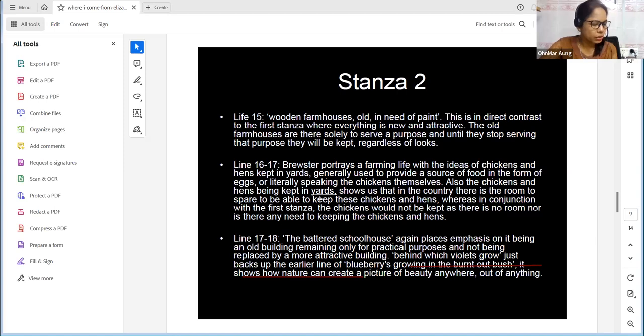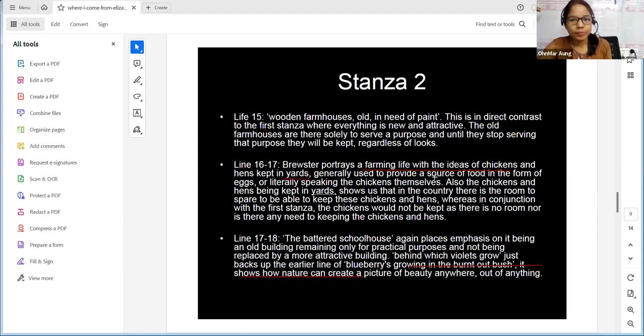Line number 16, 17, you could see the word yards. So where can you see the yards? City life, you could not; we don't have space for yards, right, in general. So you could see yards where hens and chickens circle about, pecking aimlessly. So according to this, the poet wants to portray a farming life with the idea of chickens. Where can you see the chicken? Only on the farm, all right? In the yard. So you could see that.